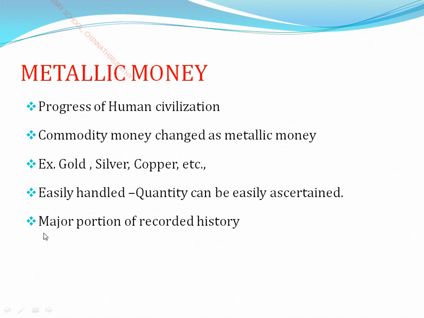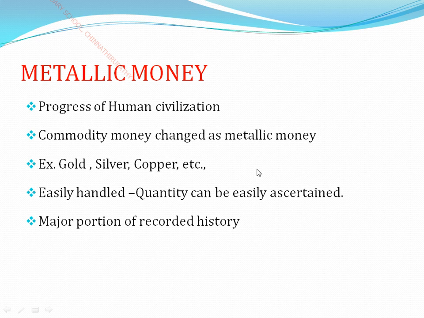Okay, see here, metallic money means what? Here is a definition for that. Children, take care of that, listen carefully. It refers to money which is made of metals, rather than paper currency notes issued by the government of the country. Metallic money means money which is made of metals like gold, silver, copper, etc.